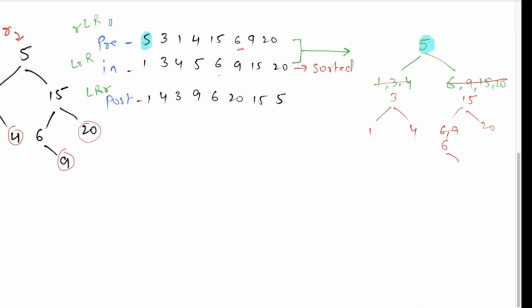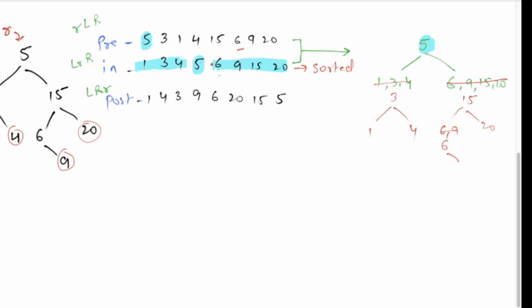Now forget the pre-order traversal. Look into the in-order traversal. In the in-order traversal, search for 5. 5 is there. Now from the in-order traversal we can say that 1, 3, 4 belong to the left side, and 6, 9, 15, 20 belong to the right side. Now consider only the right side. In the right subtree, there are only 4 nodes, 6, 9, 15, and 20.